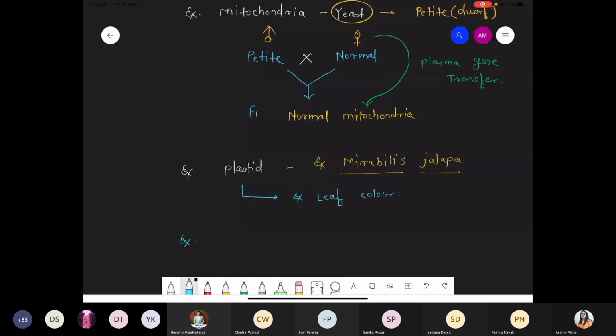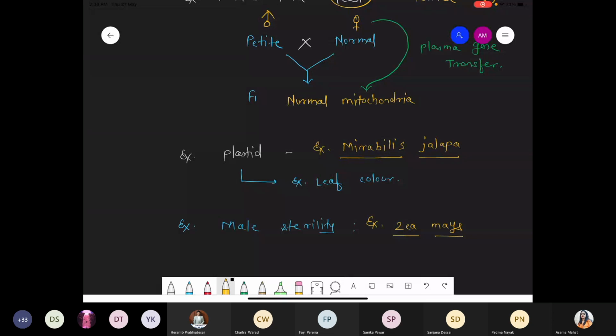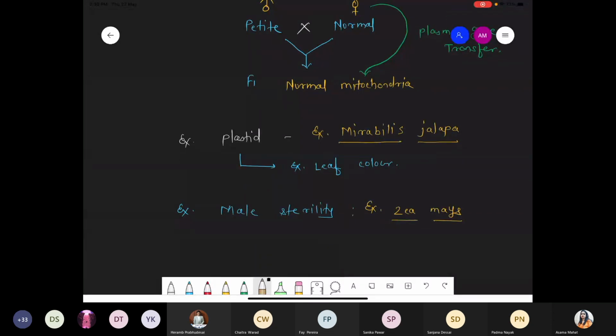And the last example is the presence of male sterility in Zea mays, example maize. Zea mays is the botanical name for maize. When you talk about male sterility, do you understand the word sterility? Males produce sterile. The reason is what? Due to a defective mitochondrial gene.